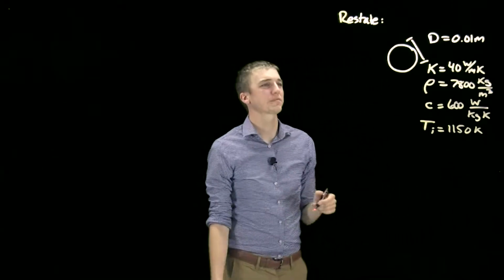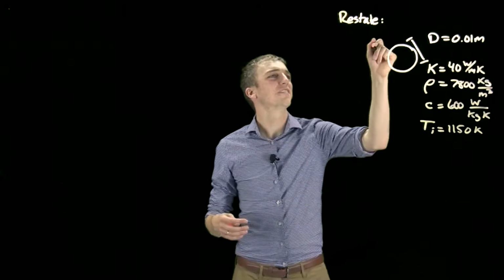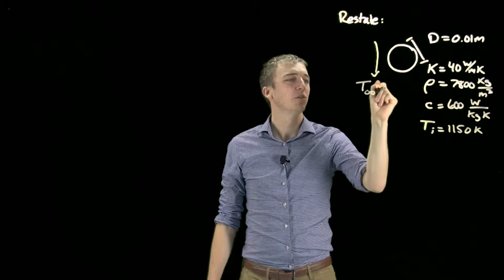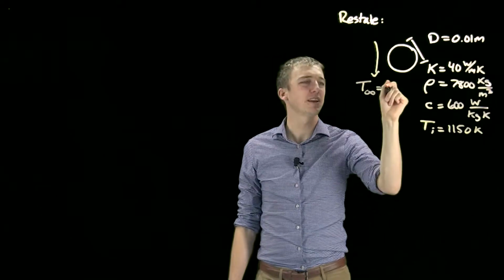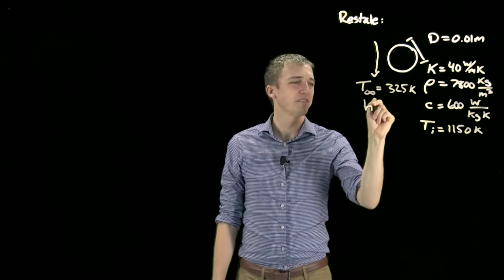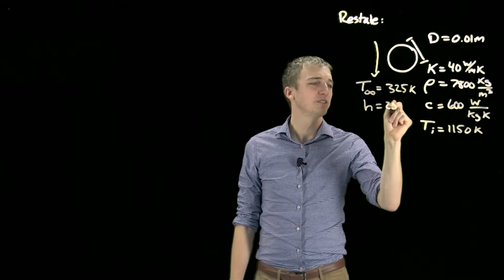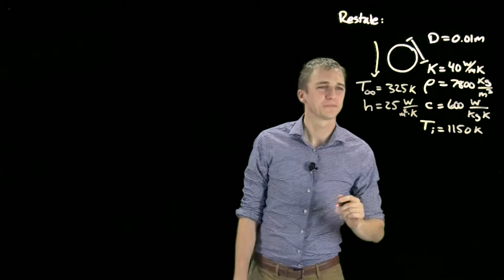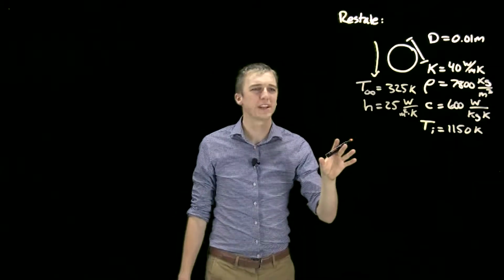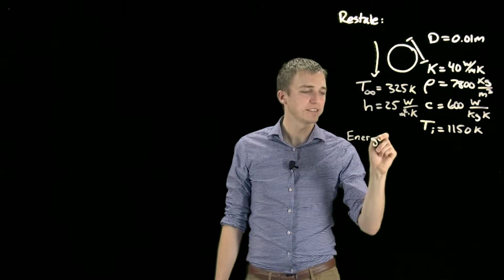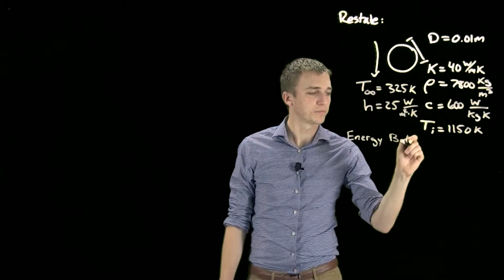1,150 Kelvin. Now when we drop it into this vat, it will be exposed to convection, where the temperature of our liquid is 325 Kelvin, and our convection coefficient is 25 watts per meter squared Kelvin. All right, so that's all of our information. Our next step, let's do an energy balance control volume.